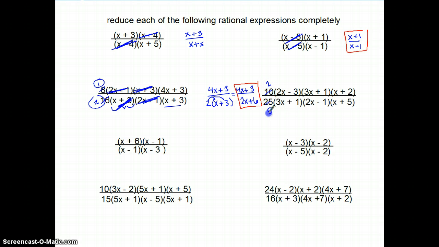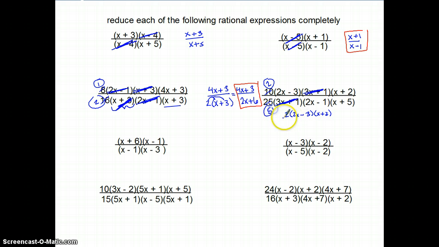To the right, I'm going to reduce the 10 and the 25 both by 5, leaving me with a 2 on top and a 5 on bottom. I do not see any 2x minus 3's on the bottom. I see a 2x minus 1, but since that does not match the entire 2x minus 3 above, I can't do anything with it. This 3x plus 1 matches the 3x plus 1 on the bottom, so I can cancel those out. And x plus 2 does not match anything on the bottom, so I may not cancel it. So what I'm left with on the top is a 2, and then I have a 2x minus 3, and another factor of x plus 2.